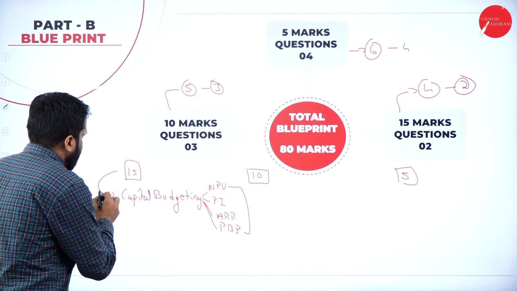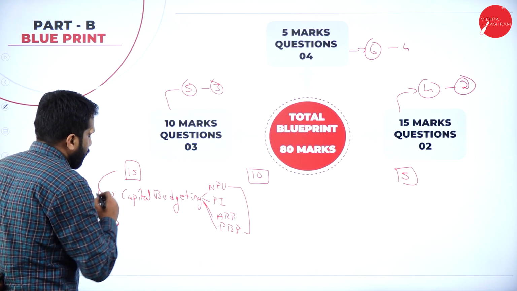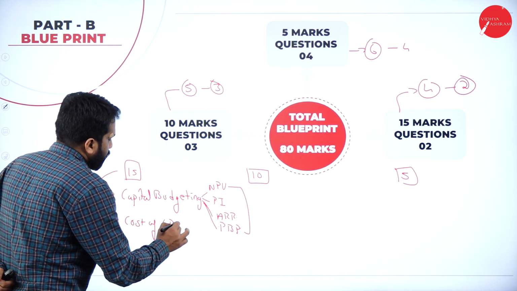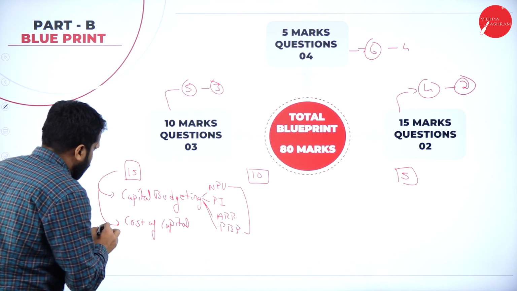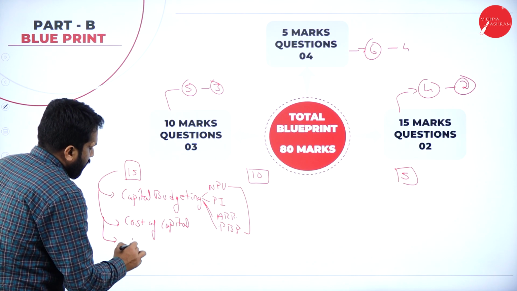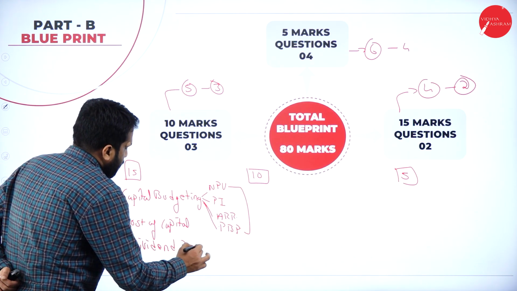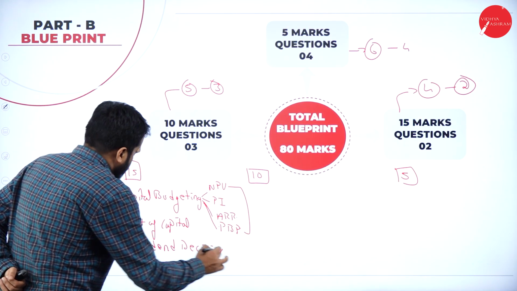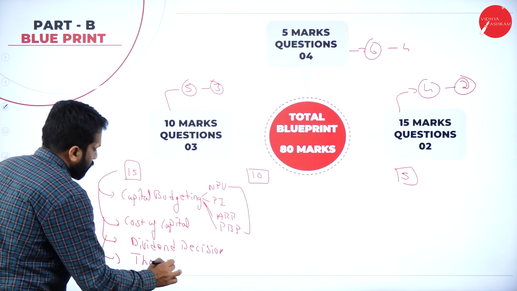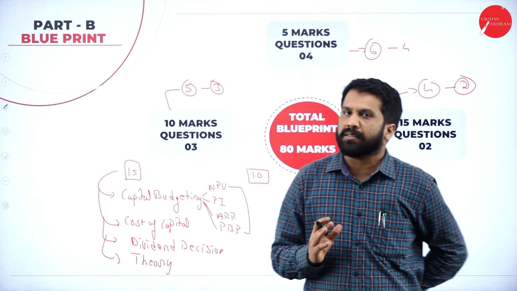And what about the second one? The second one is cost of capital. And the third one we call your dividend decision. And one more will be called theory. So these are the topics you are supposed to prepare for your 15 marks.